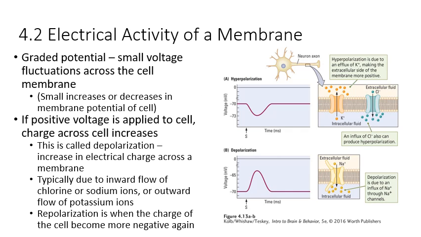A graded potential is a small voltage fluctuation across the cell membrane. So, small increases and decreases in the membrane potential of a cell compared to resting potential. If positive voltage is applied to a cell, the charge across the cell increases. It becomes less negative, and this is called depolarization, an increase in the electrical charge across the membrane. This is typically due to the inward flow of chloride or sodium ions or the outward flow of potassium ions. In contrast, repolarization is when the charge of the cell becomes more negative again.